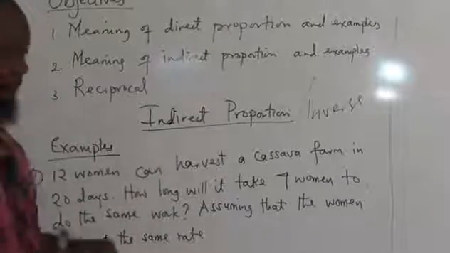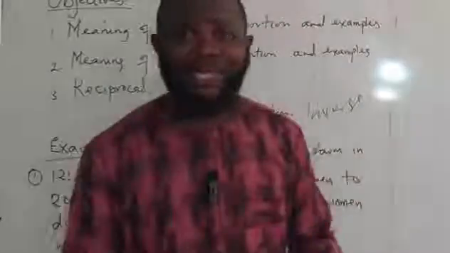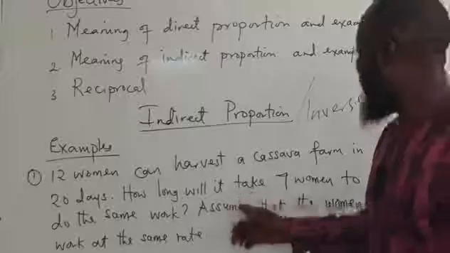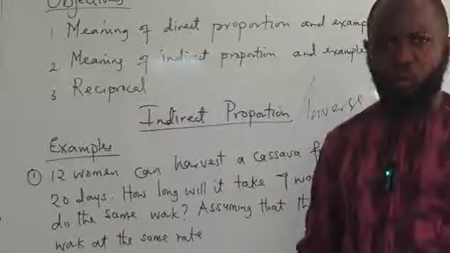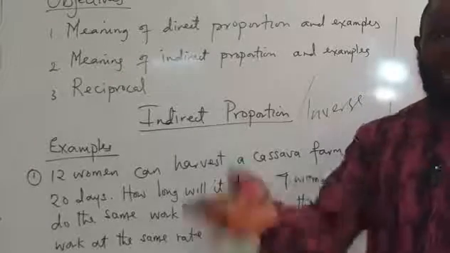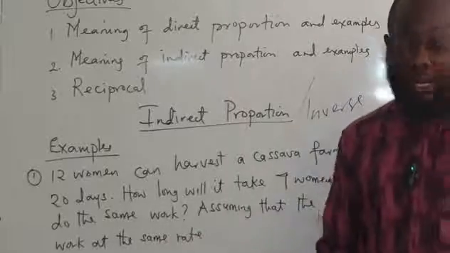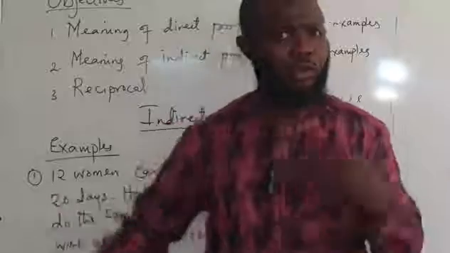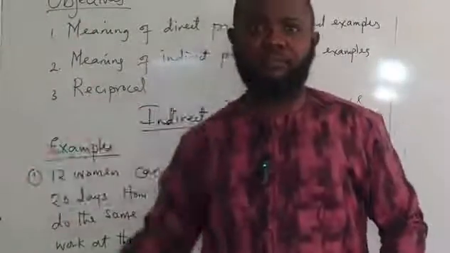Now, this is the question. If 12 women spend 20 days to finish a particular job, and now we are using 7 women, all working at the same rate, what do you think? Are they going to take a shorter time or a longer time? Lesser people are now doing the work. Are they going to spend more time or less time? So the right answer is that they will spend more time.